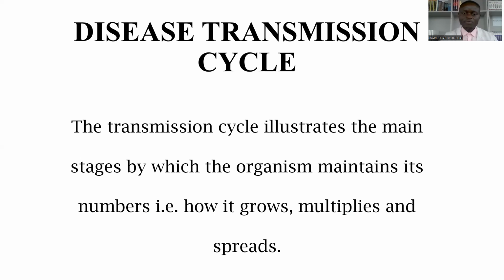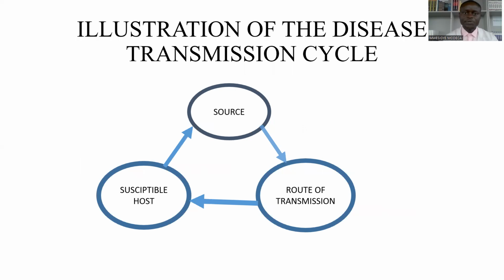And we look at a number of stages which the microorganism has to follow. As you are seeing, that is a brief illustration of the disease transmission cycle, where we see the source, route of transmission, and susceptible host. For today's session, we are going to explain all this. What does source mean, route of transmission, and susceptible host?